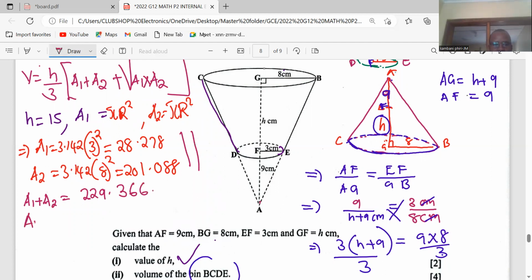Again, we can get this if we want. Say A1 times A2. What are we going to get? So you multiply 28.278 by 201.088. What are we getting? Okay, we are getting 5686.6464.